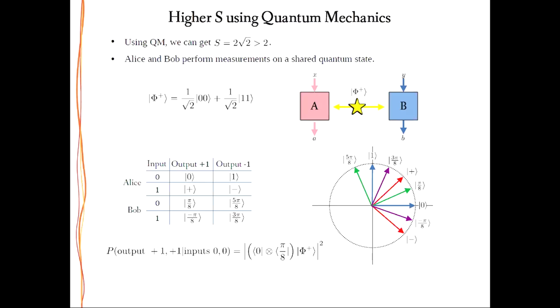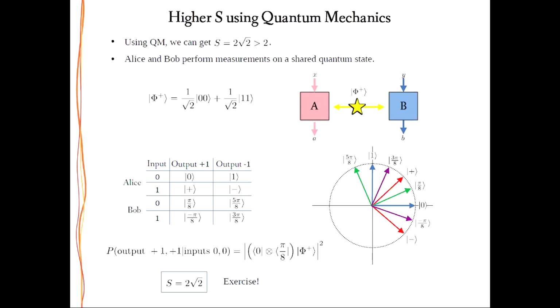And then basically what you can show is that the S value you get is 2√2. And to do that, you have to use Born's rule. You might have to look this up in the lecture notes if you want to do this exercise later. It's quite fun. So Born's rule, for instance, if you want to know the probability that Alice and Bob both give +1, given that the inputs X and Y are 0, 0, you would have to calculate something like this.